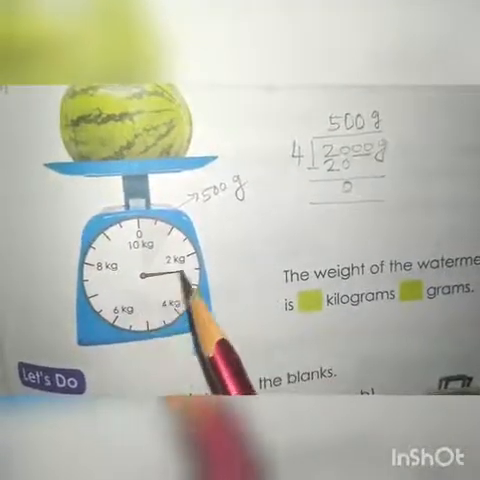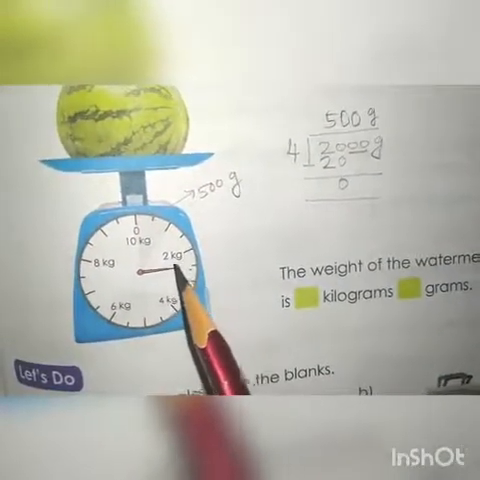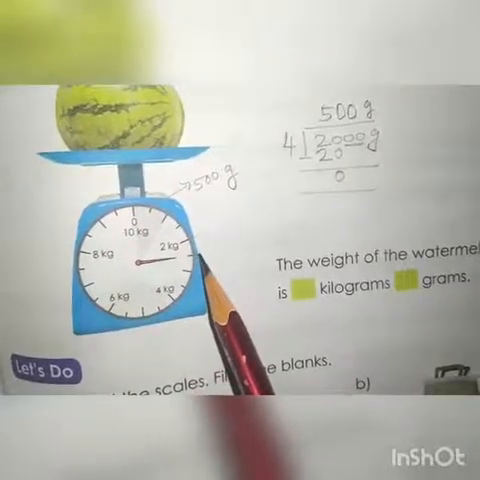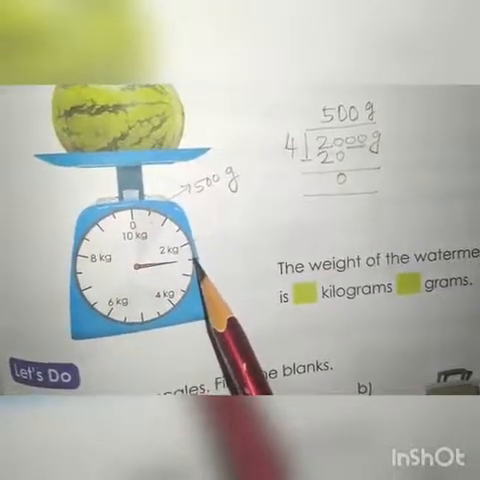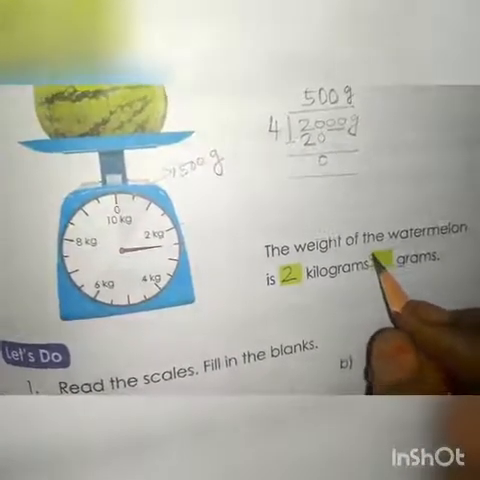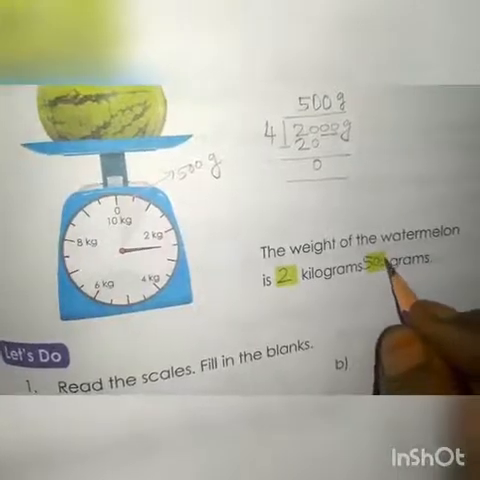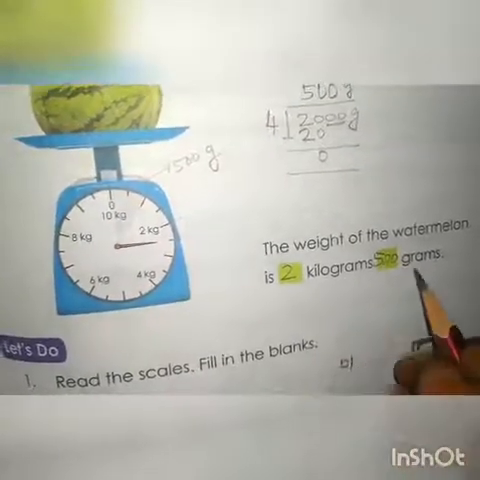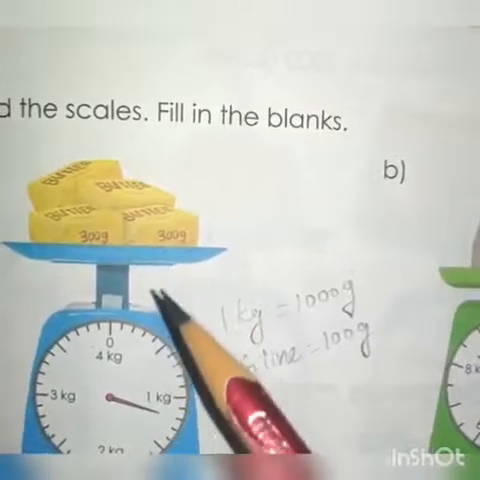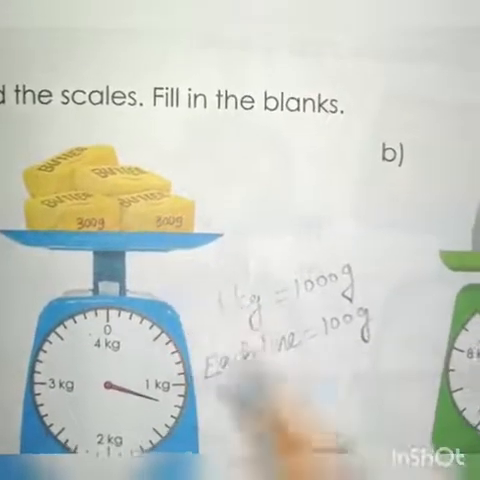So the red line crosses 2 kg. So 2 kg plus this shows 500 gram. So 2 kg plus 500 gram, 2 kg 500 gram. Therefore, the weight of the watermelon is 2 kg 500 grams. The butter is kept on the weight machine. So we have to find the weight of the butter.